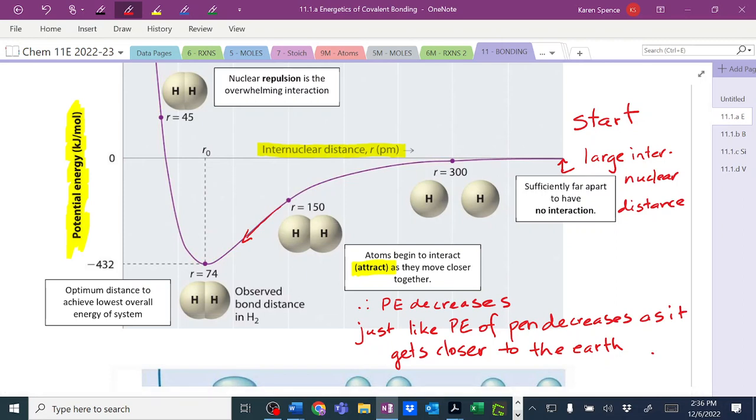But this is where our model breaks down, because there is no repulsive force between the pen and the ground, right? We just have an attractive force. So that's where this model kind of breaks down. So eventually we get to the lowest potential energy point. So the two atoms have been attracting each other, and they're falling into a potential energy well, yes?